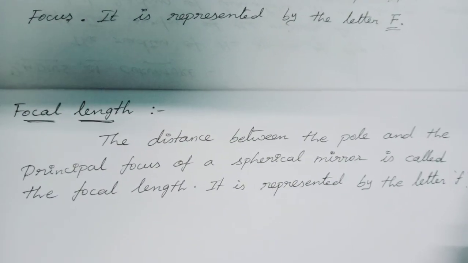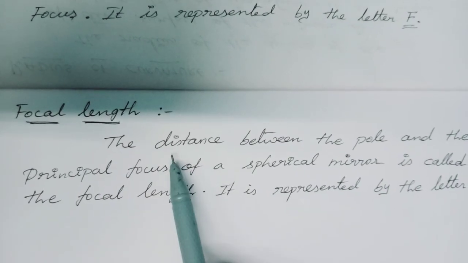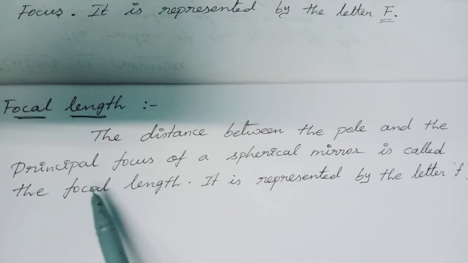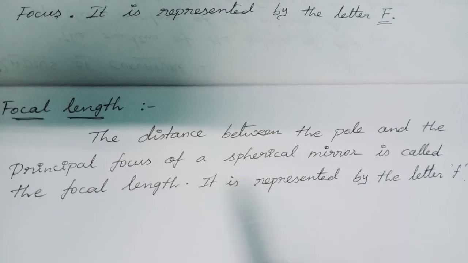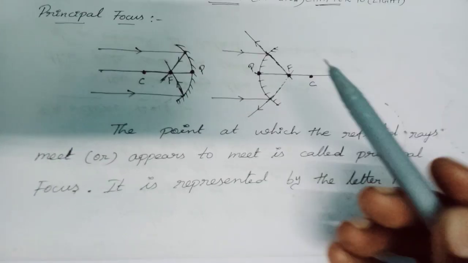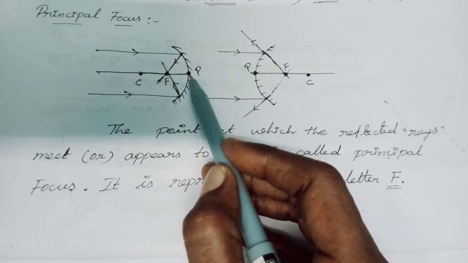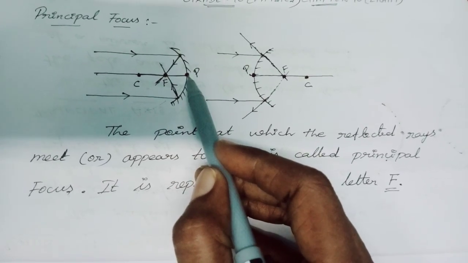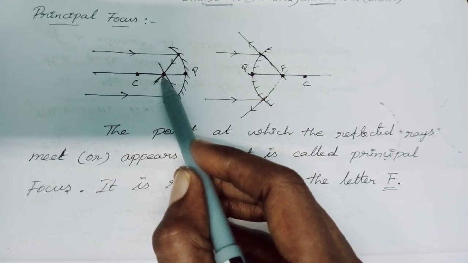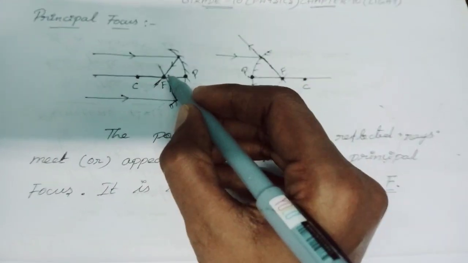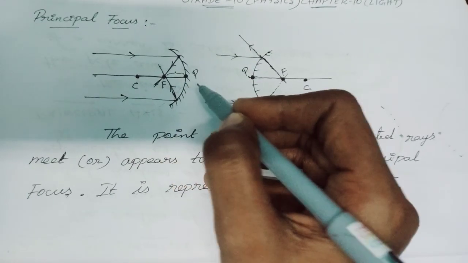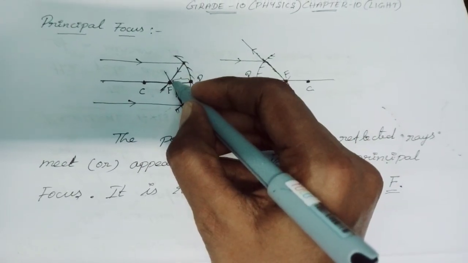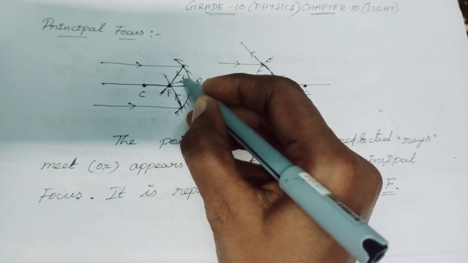Now see the next definition, that is focal length. The focal length is defined as the distance between the pole and the principal focus of a spherical mirror. Refer to the same diagram. The distance between the pole and the principal focus. This is the principal focus, no? So the distance between the pole and the principal focus is called the focal length. It means this distance. This distance is called what? Focal length. And the focal length is represented by the symbol small f.